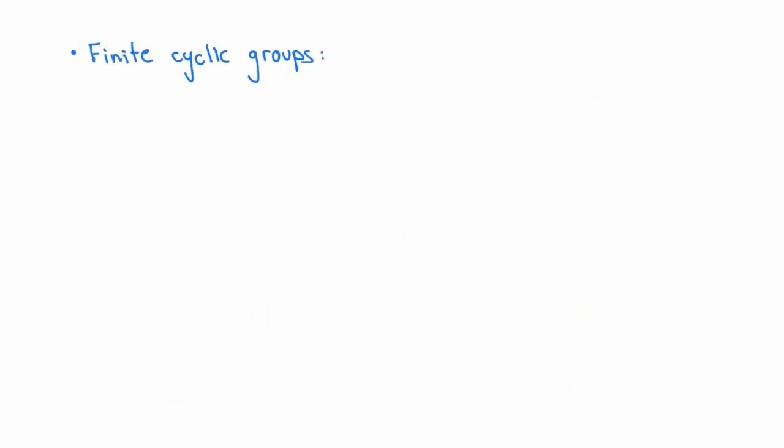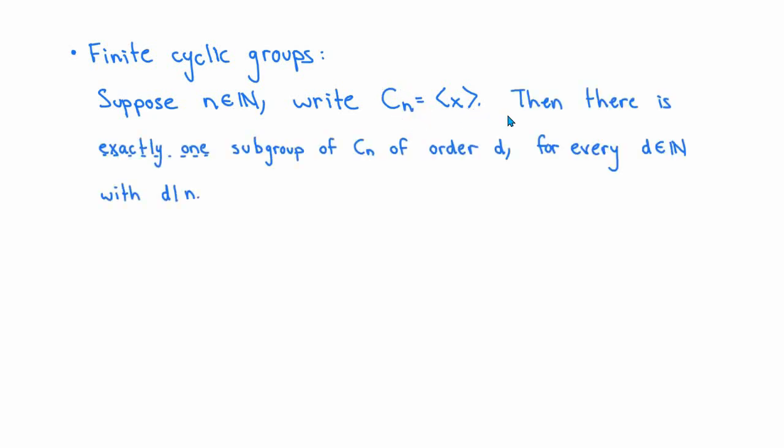Now let's talk about finite cyclic groups. Here the story is a little more interesting. So let's suppose that n is a natural number and that Cn is a multiplicatively written cyclic group with generator x. Then it turns out that there's exactly one subgroup of Cn of order d for every positive integer divisor d of n. Now I want to be even more precise about this, and so I'm going to break this statement down into three pieces. First of all, if h is any subgroup of Cn, then the order of h has to divide n. And if you watched the previous video, then you should already know the reason for that.